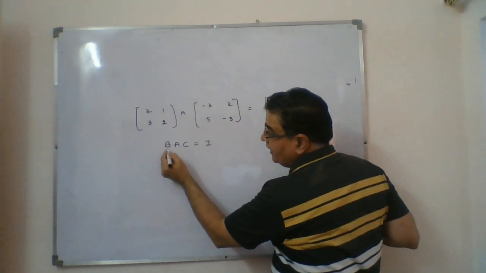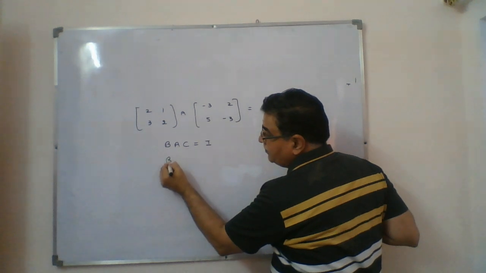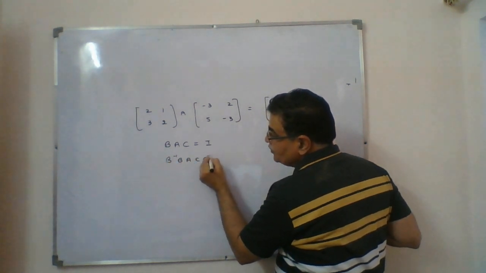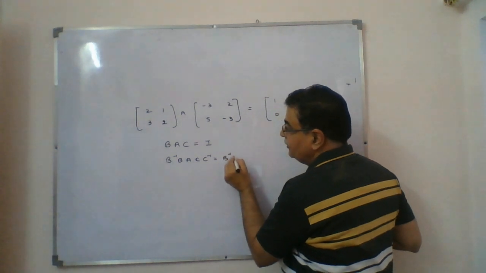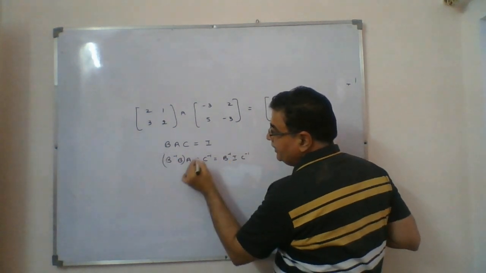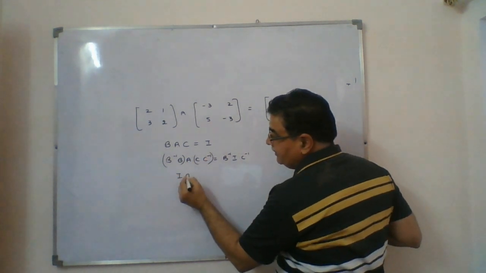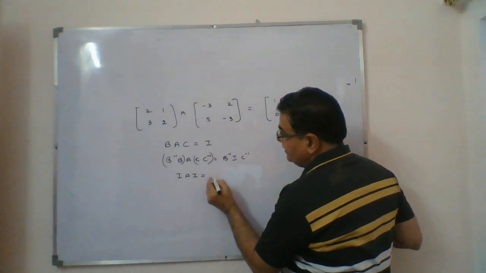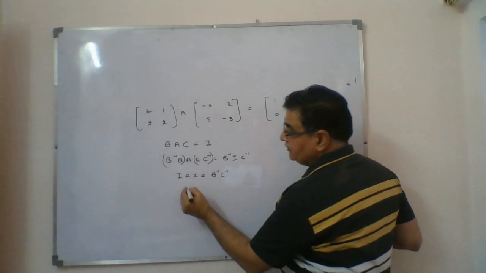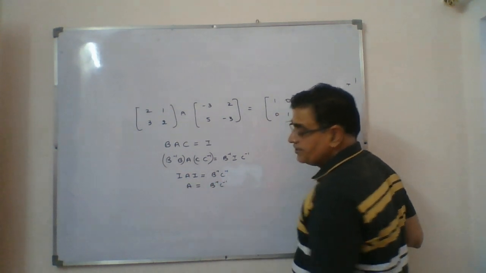What you want in the question is A. So what I do here, I want to remove B and I want to remove C. So I go for B inverse B A C into C inverse is B inverse I C inverse. Now when you solve it, it will be identity, it will be identity. So it will be identity A, and this identity comes out to be B inverse and C inverse. This is nothing but A, and this is B inverse C inverse.